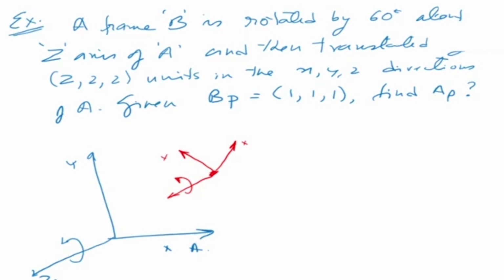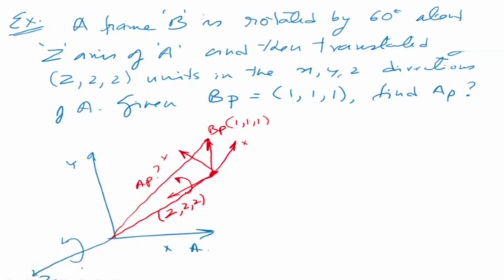So this has been translated from here to here, and that distance is 2, 2, and 2 in the x, y, and z directions. Okay, so now we have a point here, BP, which has coordinates 1, 1, and 1. I need to find what is this vector, which is AP. Okay, I hope the question is clear to you. When you visualize it geometrically, you can understand very easily what it means. So how do we solve this problem?